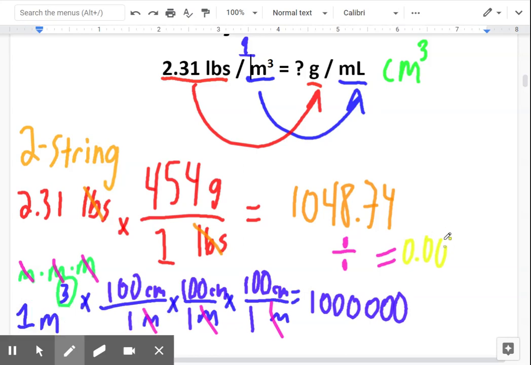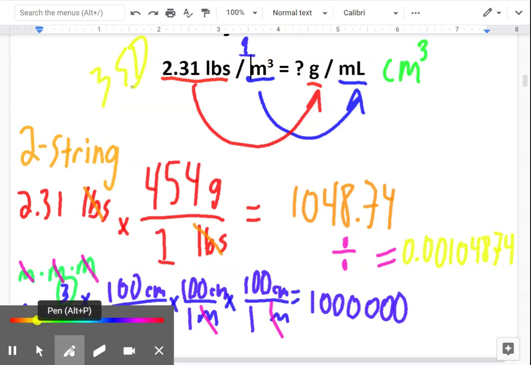0, 0, 1, 0, 4, 8, 7, 4. Now, I got to check my sig digs, and if I look at my sig digs, I've got 3 sig digs at the start. So that means I need 3 sig digs here at the end. So I'm going to sit there and do that. Let's see. 3 sig digs.